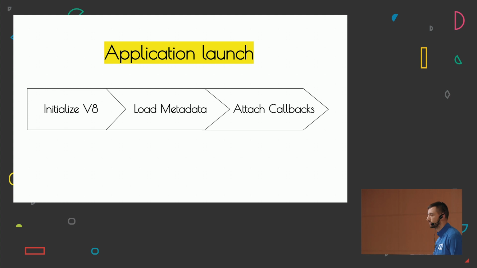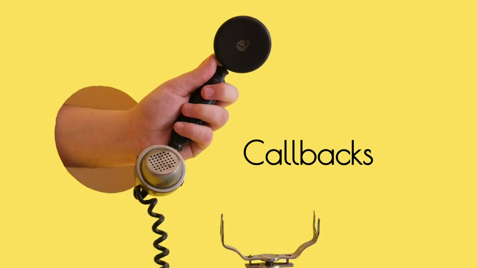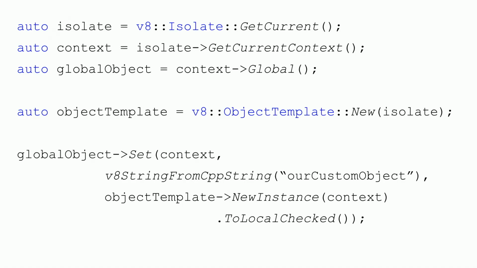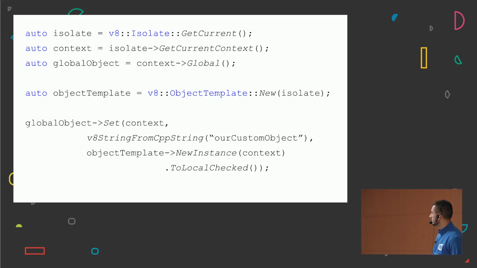I mentioned that V8 has a pretty nice embedders API, and this API allows us to create functions or objects and attach them to existing V8 objects. So, for example, if we want to create an object through C++ and attach it to V8, we first have to get ourselves a V8 isolate and a context. I'm going to describe what isolate and context are a little bit later. But as of now, you can see that we are getting the isolate, we are getting the context, and we are getting the global object of the context.